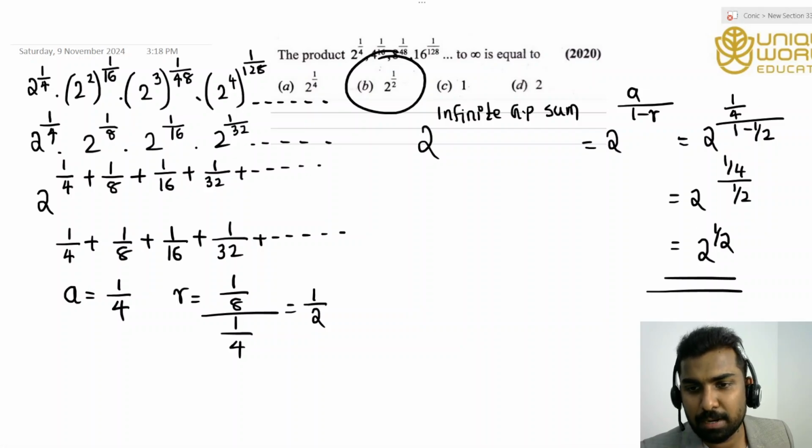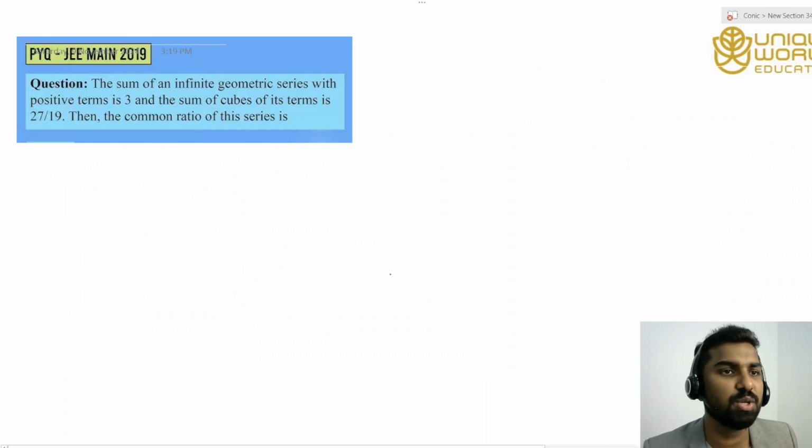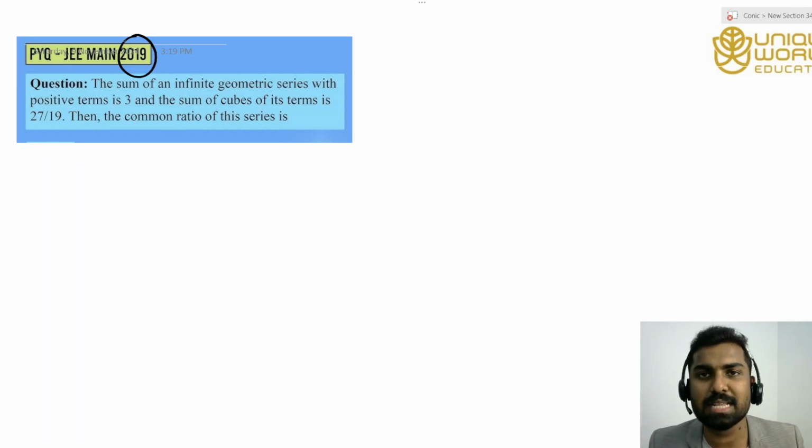And for your better understanding and concept clarity, I am giving you one question as homework. The sum of an infinite GP with positive terms is 3 and the sum of cubes of its terms is 27 by 29. Common ratio of this GP they are asking. 2019 previous year question. Try to solve this question. It's very easy. Try to solve and put your answers in the comment section.